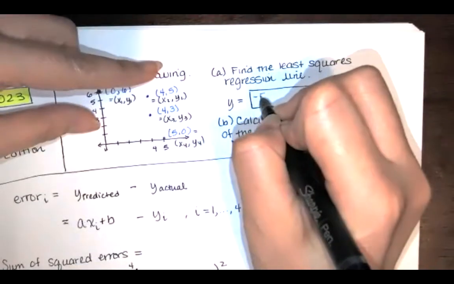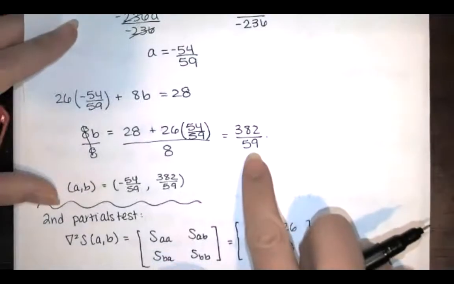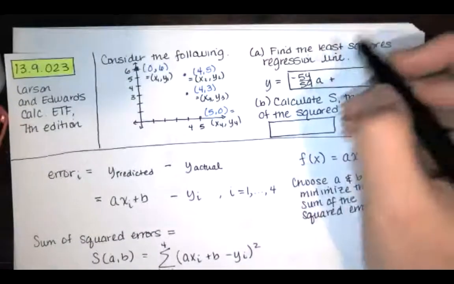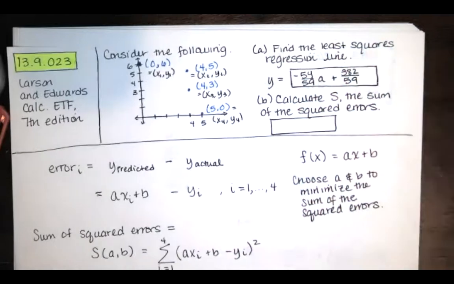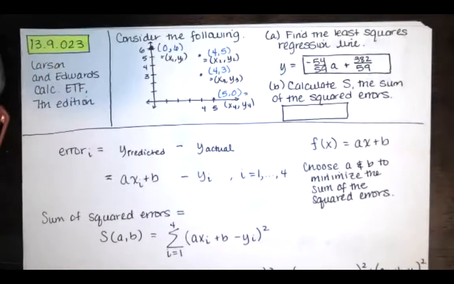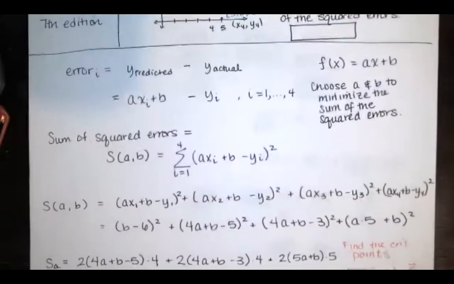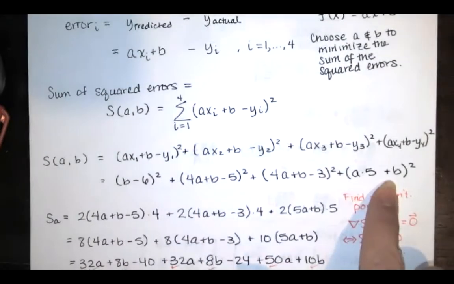negative 54 over 59, and b was 382 over 59. Okay. Then it says calculate S, the sum of the squared errors. Well, all you do for that is you substitute in your A and your B into this function right here.